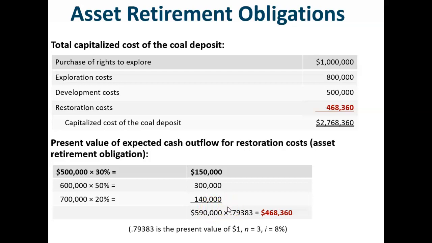This process will increase the balance in the asset retirement liability account from the $468,360 initial balance to the $590,000 estimated restoration costs by the end of the excavation period.